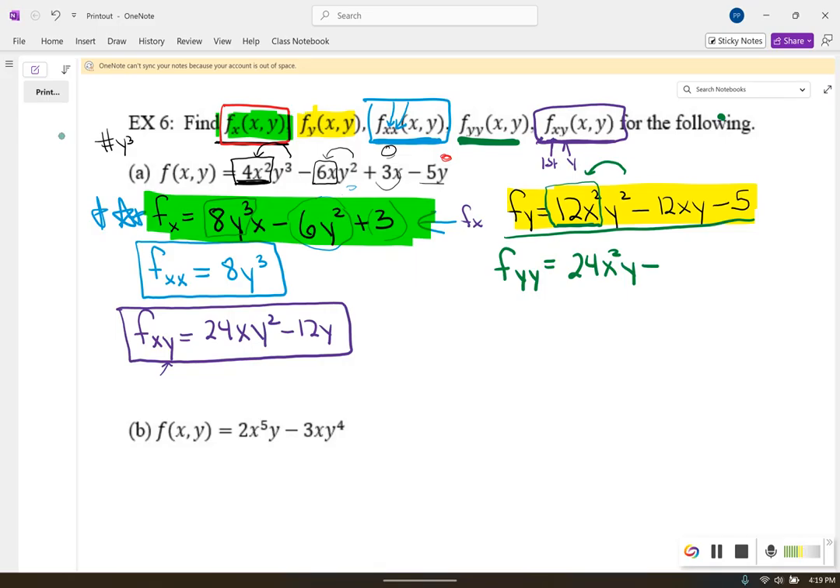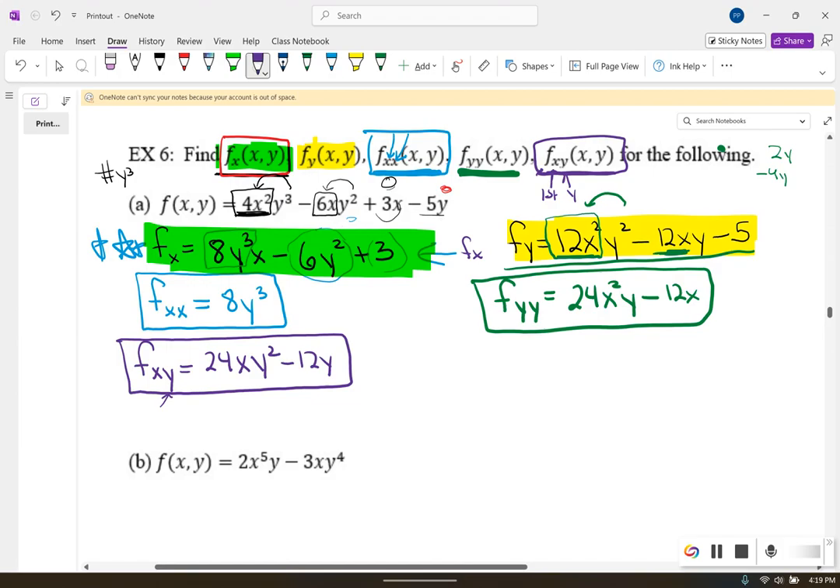minus, with respect to y, derivative of 12xy. 12x is just a number times y. If it were 2y, the derivative would be 2. If it were negative 4y, derivative would be negative 4. So the derivative is just negative 12x. And the derivative of negative 5 is 0.